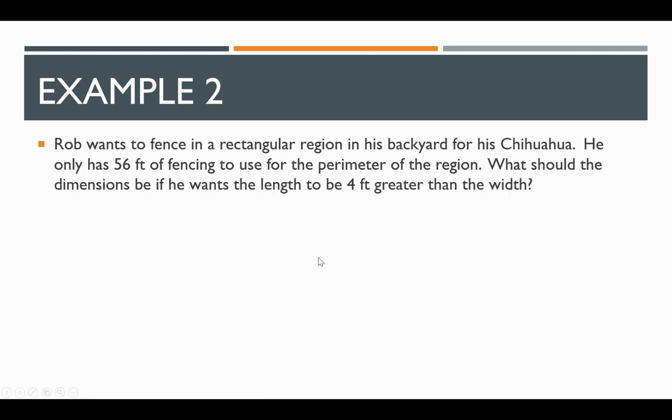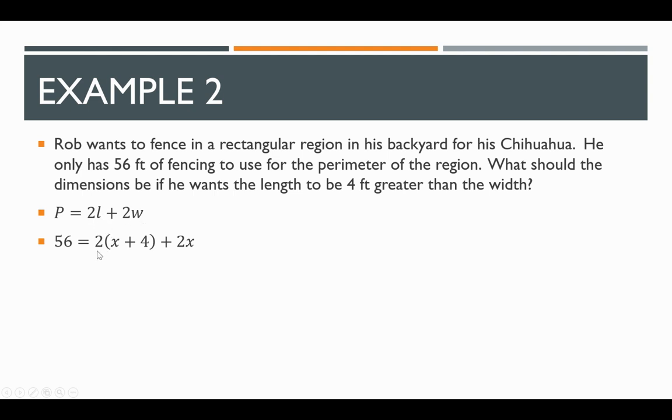Example number 2, Rob wants to fence a rectangular region of his backyard for his Chihuahua. He only has 56 feet of fencing to use for the perimeter of the region. What should the dimensions be if he wants the length to be 4 feet greater than the width? So we're taking a look at length plus width, because we're looking at perimeter. We've got the perimeter is equal to twice the length plus twice the width. And as we solve this out, we've got a total of 56 feet of fencing.